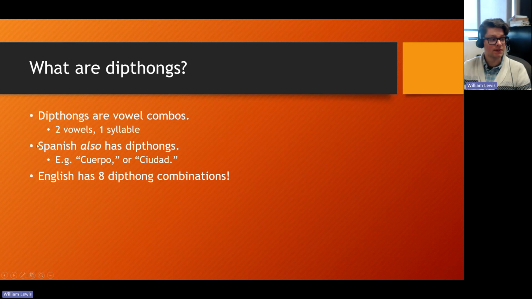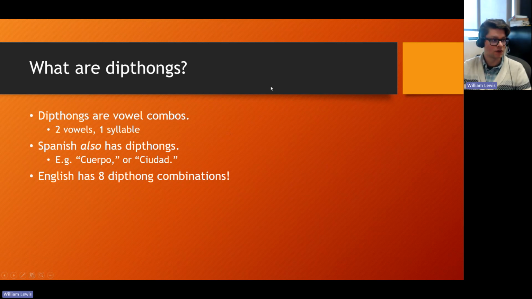And I want to say real quick that Spanish does also have diphthongs. For example, cuerpo, that U and that E, cuerpo, they are pronounced more distinctly than they would be in English. It's cuerpo. However, that's still two vowels with one sound, or one syllable rather. Or in ciudad, the I and the U are pronounced distinctly, but it's still one syllable, ciudad. So Spanish also has diphthongs. So this is a skill that you already have. You just got to learn the English version.